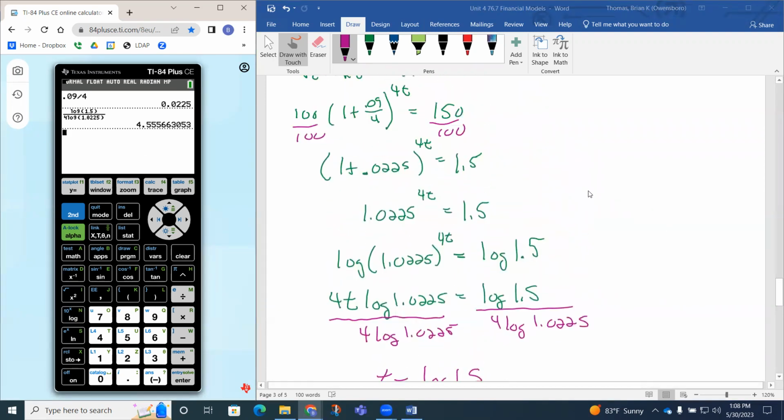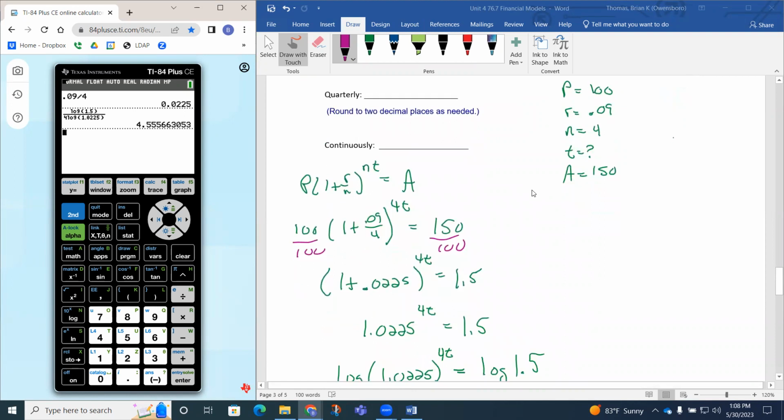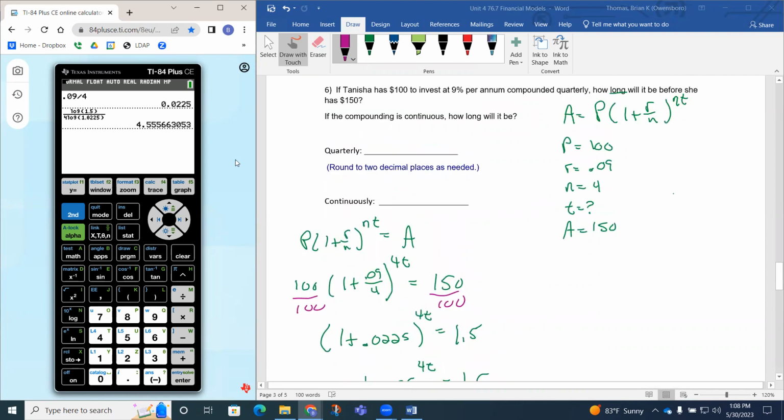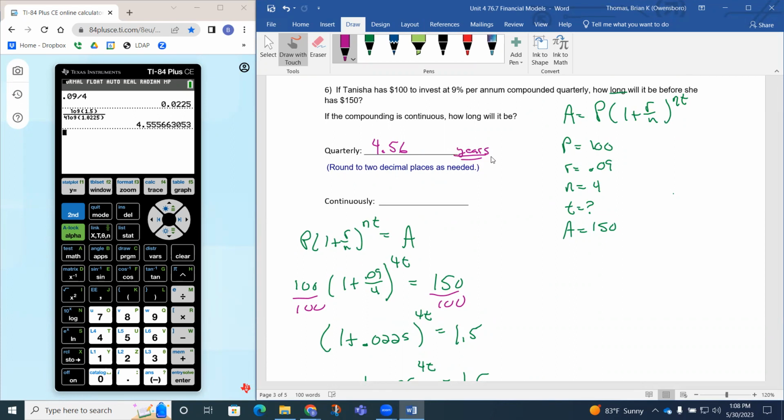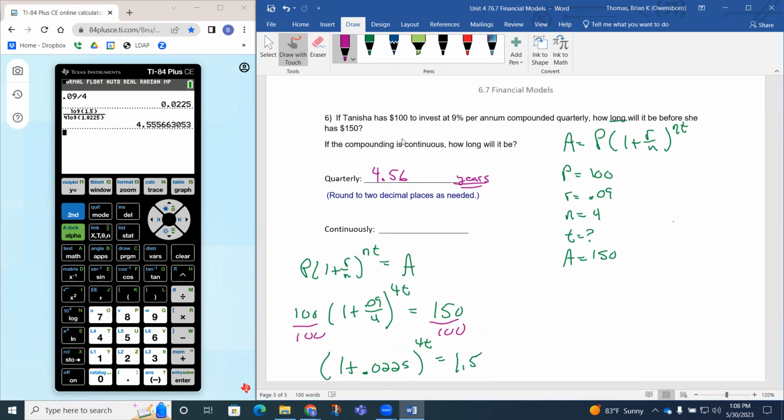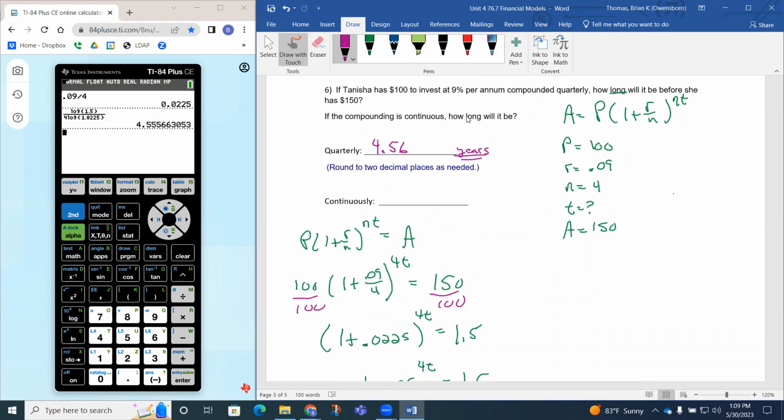So I say round to 2 decimal places. So 4.56. So 4.56 years would be the answer to that problem. I think you don't have to write the years in. I think that's already going to be given to you. So that's how long it's going to take to make $100 turn into $150 at 9% compounded quarterly.